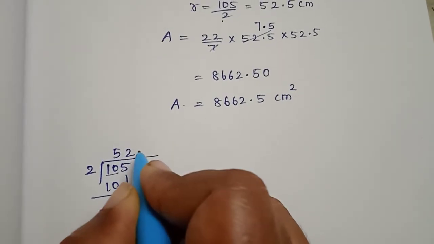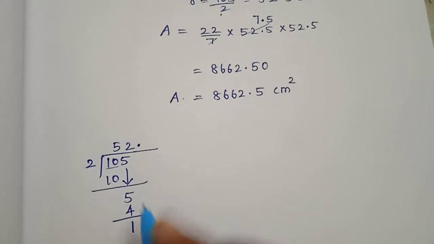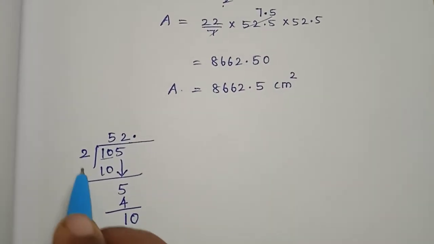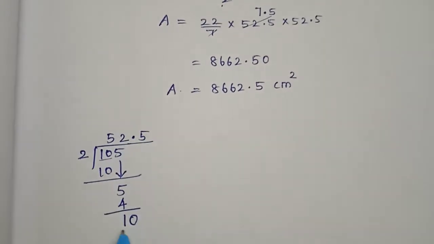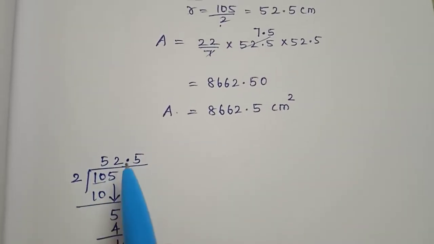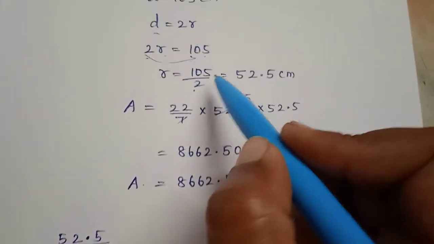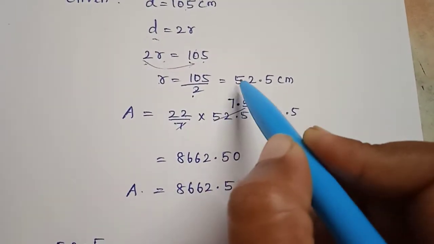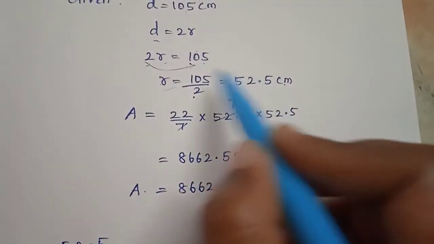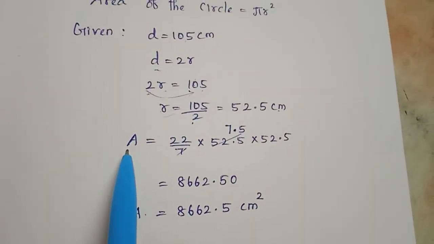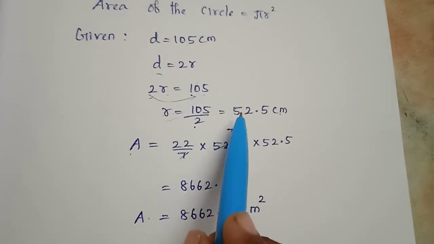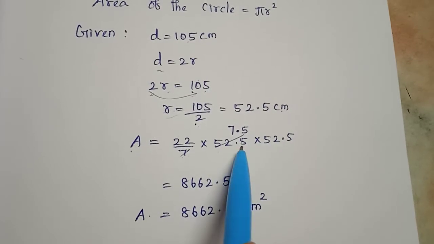So what we have to do is keep a point in the quotient so that we can add one 0 in the remainder. In 10 we have 5 times 2. 5 2s are 10. Now the remainder is 0. Therefore the quotient is 52.5. So if we divide 105 by 2, we get the answer 52.5. Now we have got the value of r. We'll substitute it. So area equals 22 by 7 into r square, that is 52.5 into 52.5.